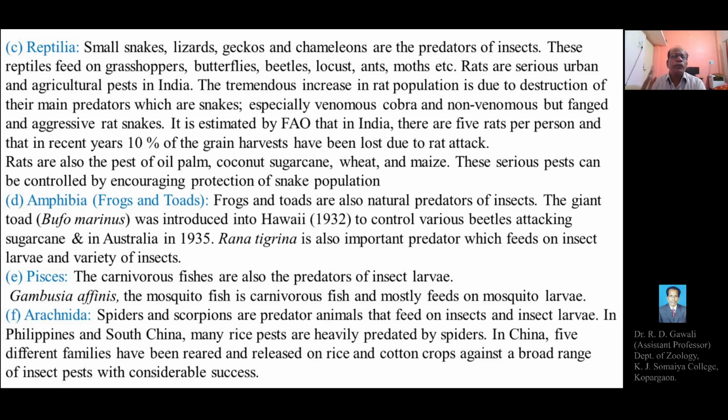Rats are also pests of oil palm, coconut, sugarcane, wheat, and maize, and these serious pests can be controlled by encouraging the protection of the snake population.